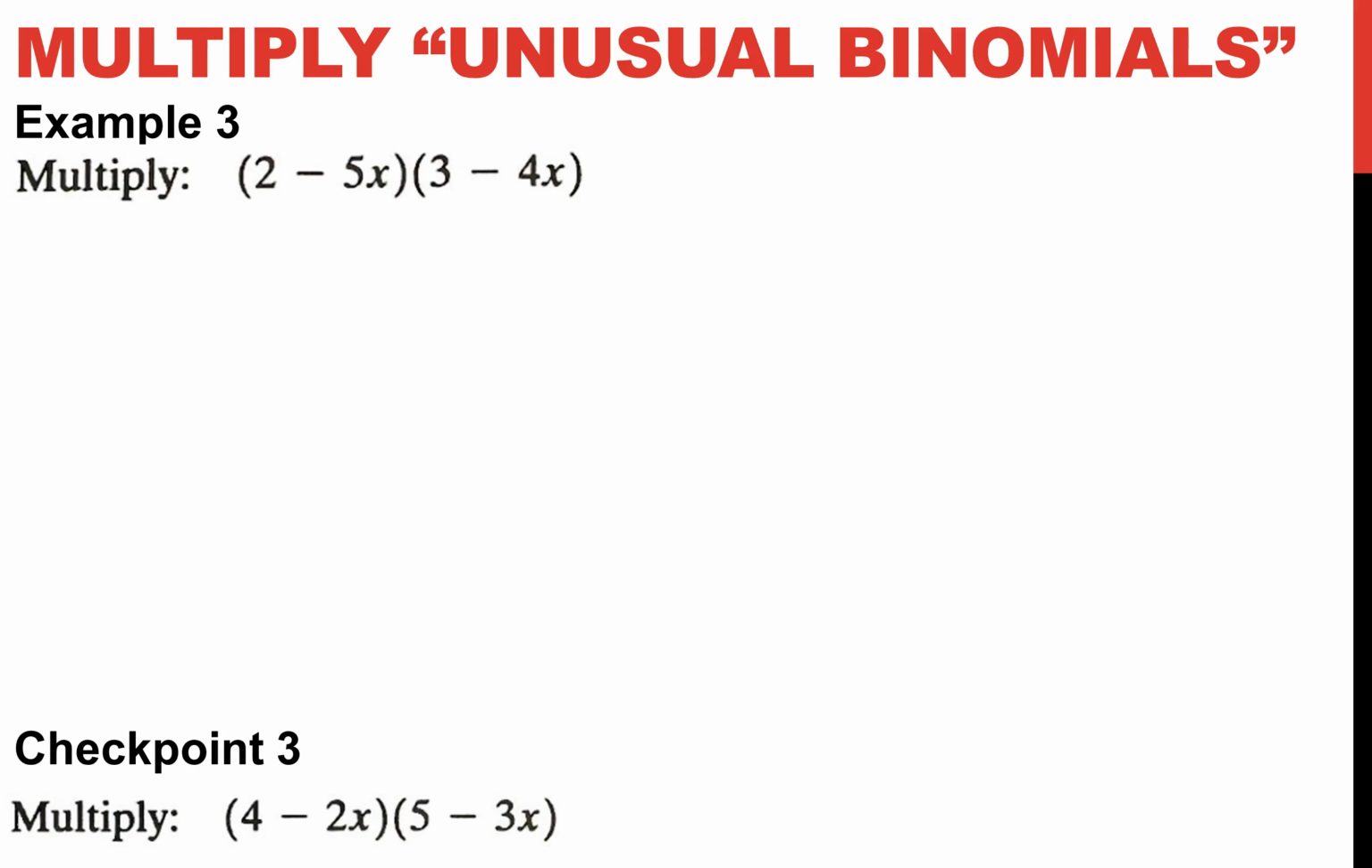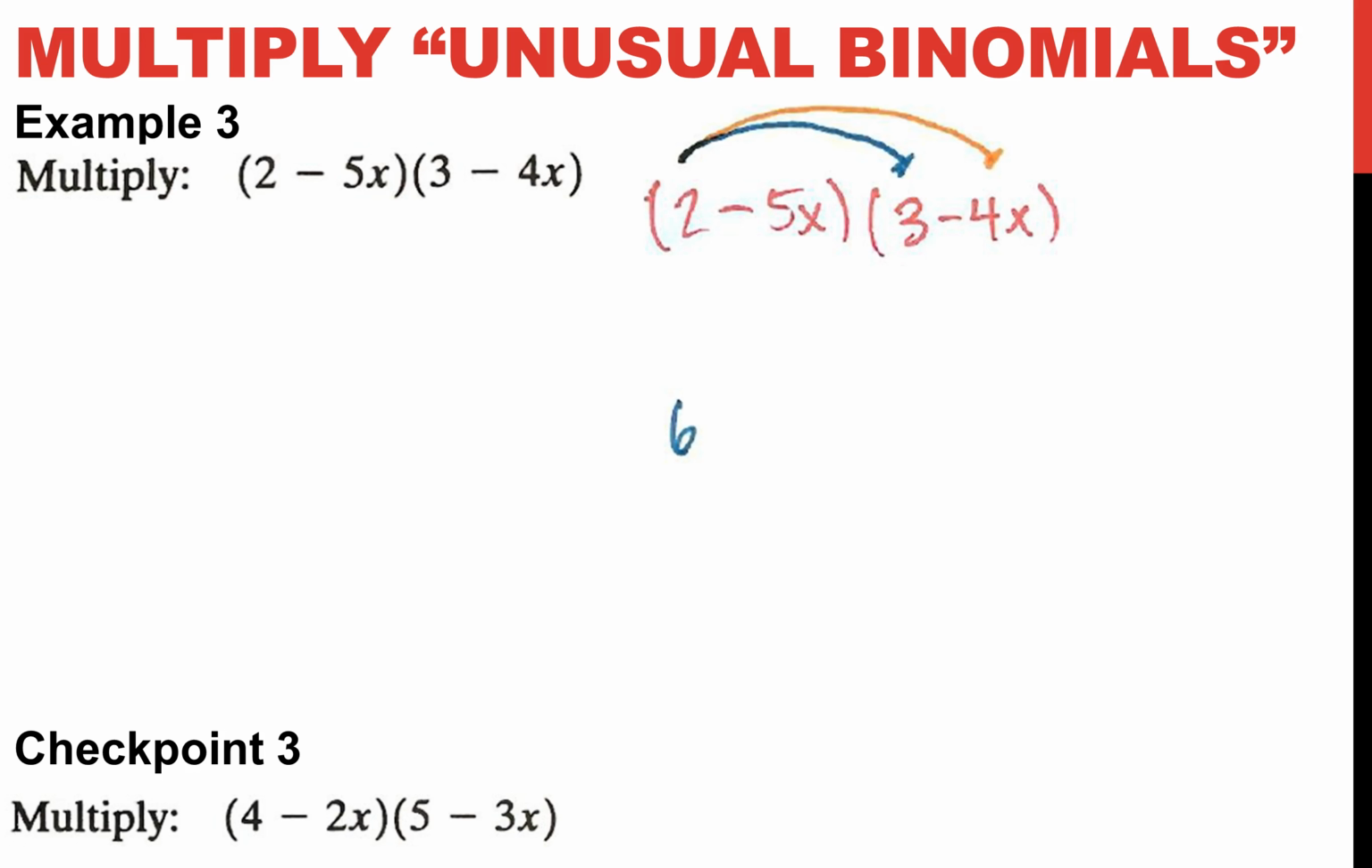And we're back. So the title says multiply unusual binomials. I say this is unusual only because the x's are the second term in each binomial, and they are both negative. Same rules apply. Gonna multiply the exact same way. 2 times 3 is 6. 2 times negative 4 is negative 8x. Negative 5x times 3 is negative 15x. Negative 5x times negative 4x is 20x squared.